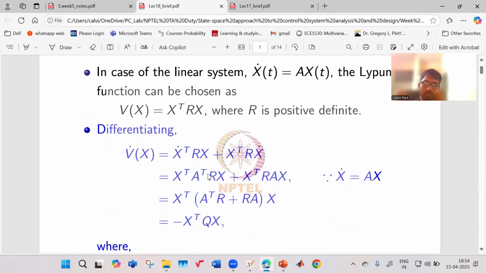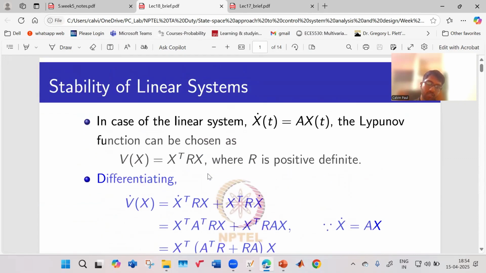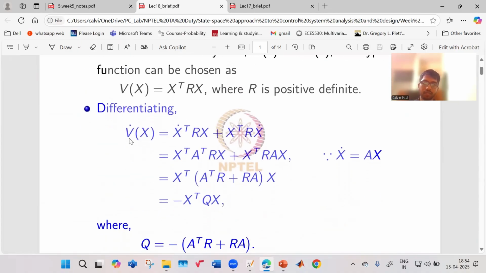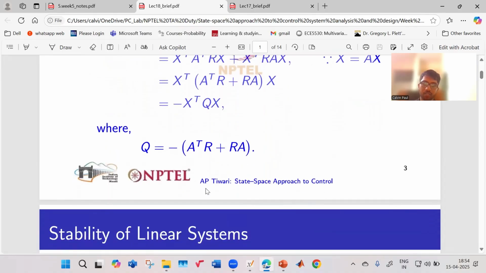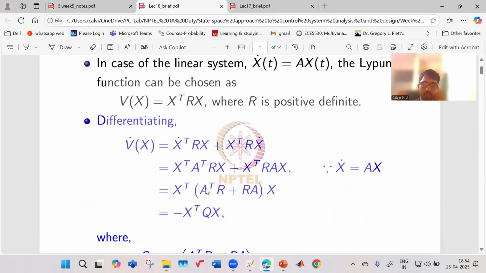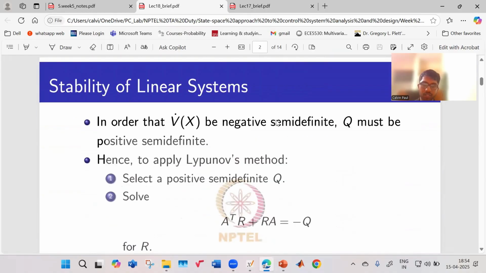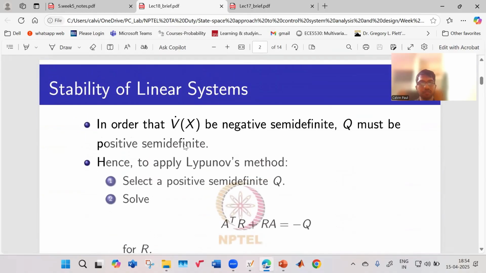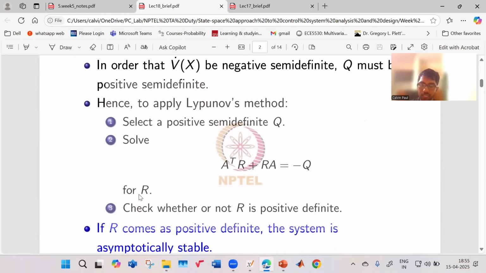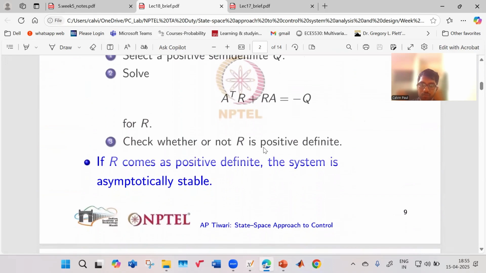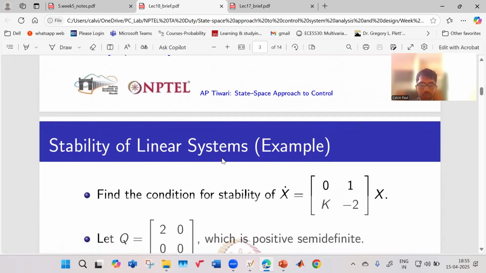For a linear system, say x dot of t is equal to A times x of t, we get V dot of x equal to minus x transpose Qx. So we should have Q equal to minus (A transpose R plus RA). Here R is positive definite and Q must be positive semi-definite. If V dot of x should be negative semi-definite, then Q must be positive semi-definite. So we select a positive semi-definite matrix Q, and then we find R, and then we check whether R is positive definite. If R comes out positive definite, then we can say the system is asymptotically stable.